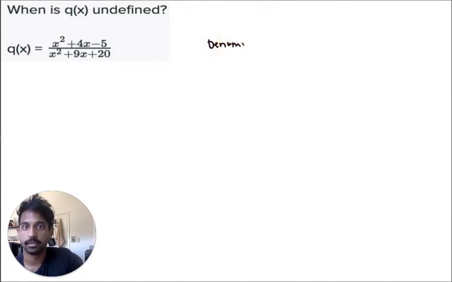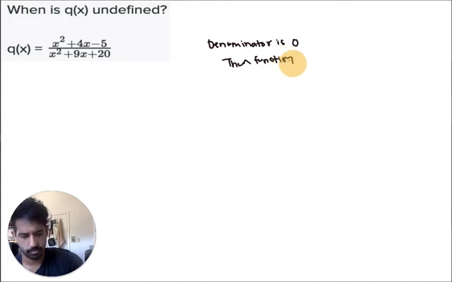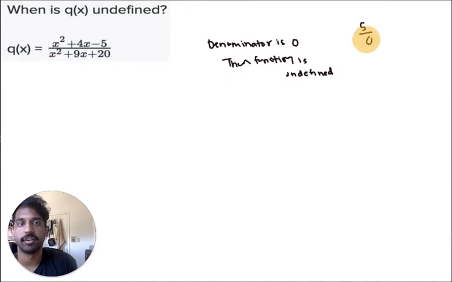Denominator is 0. Then the function is undefined. Because then we'd end up with something like 5 over 0, and we're not allowed to have that. So let's find out what might make the denominator 0.